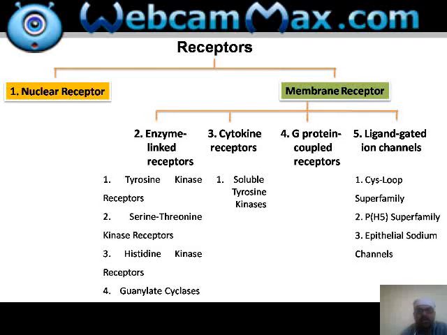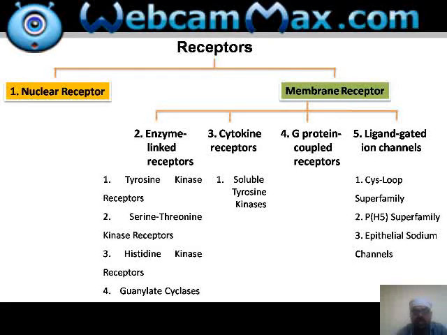If we look into the enzyme linked receptors, we have tyrosine kinase receptors, serine threonine kinase receptors, histidine kinase receptors, and guanylate cyclases. We will be discussing more about the enzyme linked receptors and other receptors as we move forward in the topic. Here we will be confining ourselves to the types of receptors and the examples or types of further receptors present in those classes. If we look into the cytokine receptors, we have soluble tyrosine kinases.